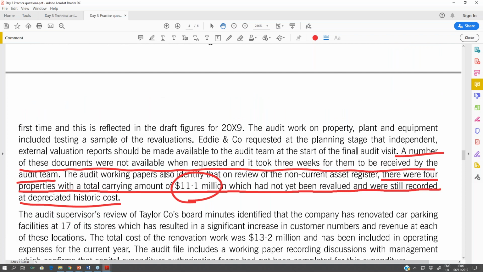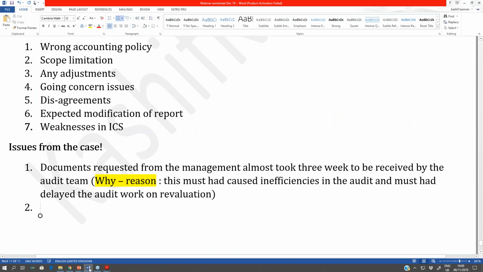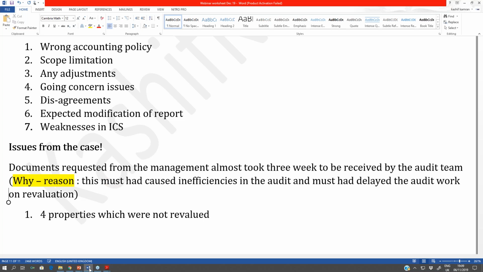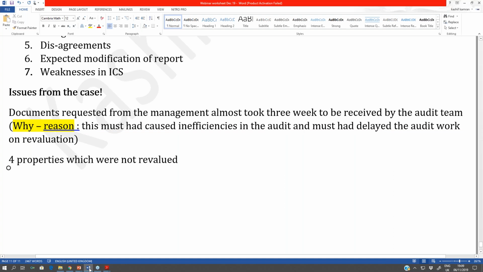So I'm getting my second point. Four properties which were not revalued. Okay, let's remove the numberings because you get confused with everything I do on the screen. The first one, document requested from the management almost took 3 weeks to be received and why it should be included. I got 1 mark for the matter and 1 mark for the reason, 2 marks. Now the second issue, four properties which were not revalued. My first point to the examiner.